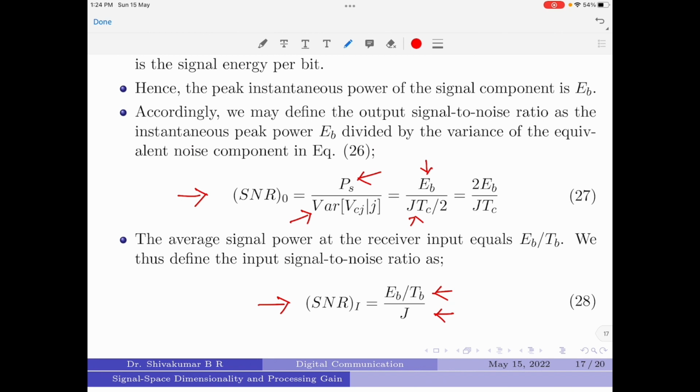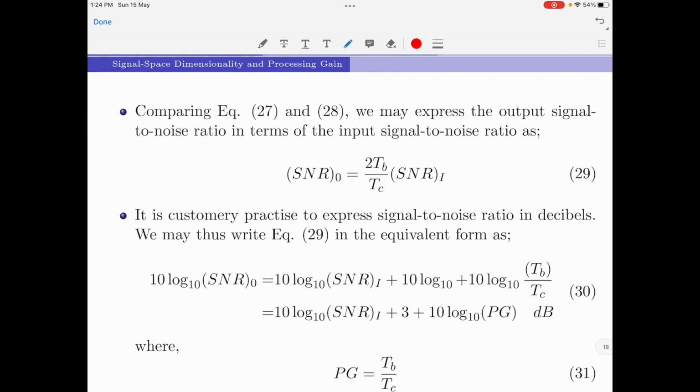In my next step, I am going to compare the signal to noise ratios at the output as well as at the input of the DS-BPSK receiver. This is shown in equation 29 here. After substituting for all the values and simplifying, we find the signal to noise ratio at the output of the DS-BPSK receiver is equal to 2 TB divided by TC multiplied by signal to noise ratio at the input of the same. Please note, this is given in terms of power.